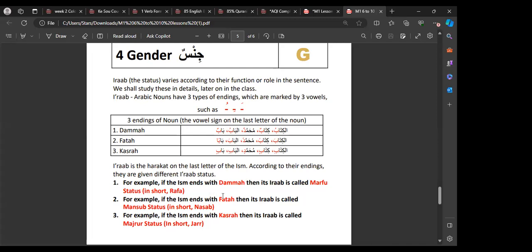Ustad, can I just say something? Yes, sure. For Sister Susanna, I just want to say the status of the last letter defines whether it's marfu or nasab or jar. That's all she needs to know. The status of the last letter defines what categories they fall in, whether they fall in marfu status, mansub status, or majrur status. That's what we're talking about in this lesson. Okay, I hope that explains. Yeah, thank you, inshallah.